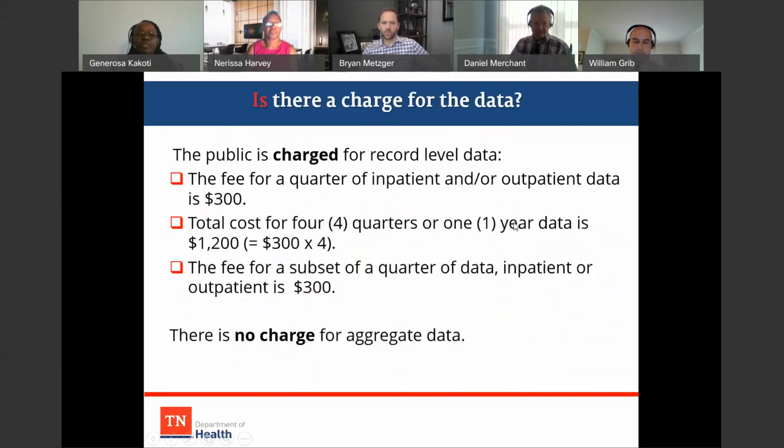Is there a charge for the data? The public is charged for record level data. The rules state that we charge a fee of $300 for a quarter of inpatient and/or outpatient data. So for a whole year's data, it'll be $1,200. Whether you ask for a subset of the data or all the data for a quarter, the fee will still be the same, $300. But there is no charge for aggregate data.